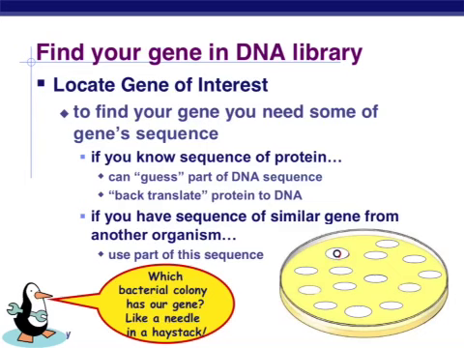If you have a sequence of a similar gene from another organism, you can use part of that sequence, probably because the genetic code is universal. So it's going to be the same amino acids, which means it's going to be the same nitrogen bases, regardless of whether it's found in an amoeba versus a giraffe.